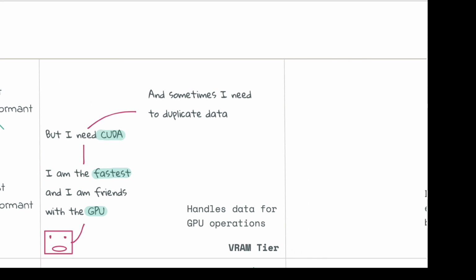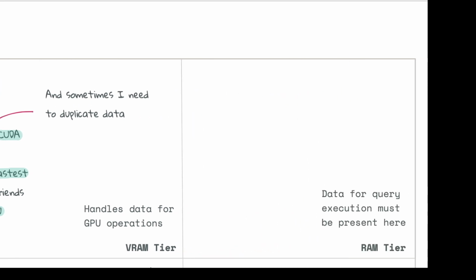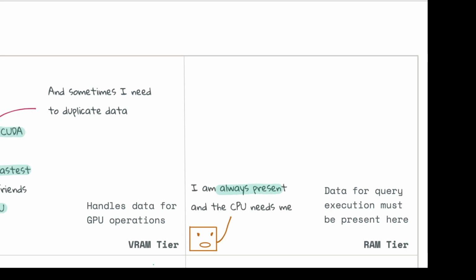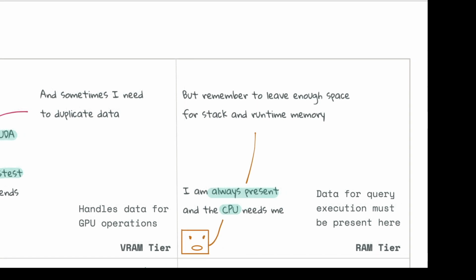Next, let's talk about the second type of in-memory tier, the RAM tier. Every installation of Kinetica will have at least one RAM tier, and any data required for CPU-based operations needs to be loaded into it. A key thing to remember while sizing the RAM tier is to leave enough space for other processes running on the same host, and for variables used for program flow control or storing other metadata.